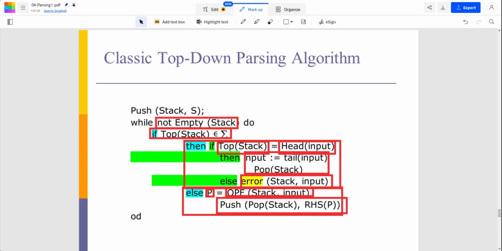So, by repeatedly applying these steps, the algorithm progresses through the parsing process, matching symbols and replacing non-terminals until the stack is empty, indicating a successful parse. Or, as I said before, an error occurs, indicating an invalid input string for the given grammar.